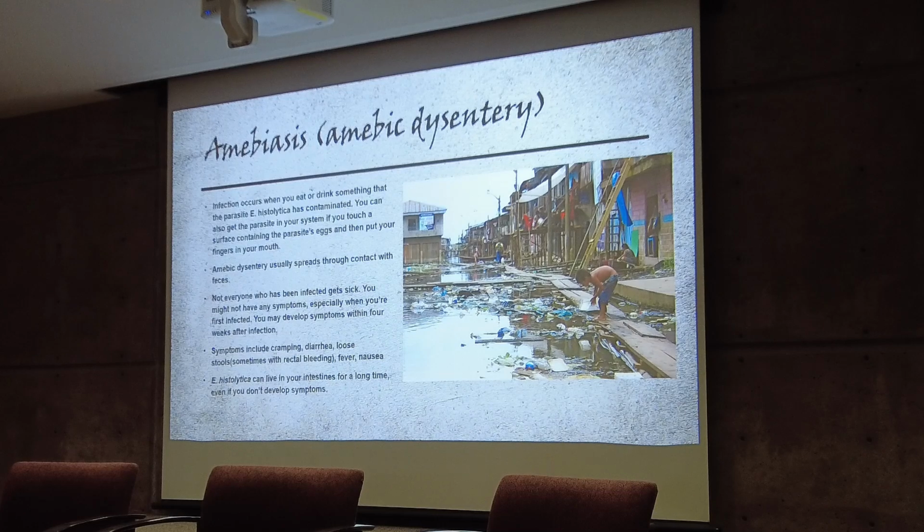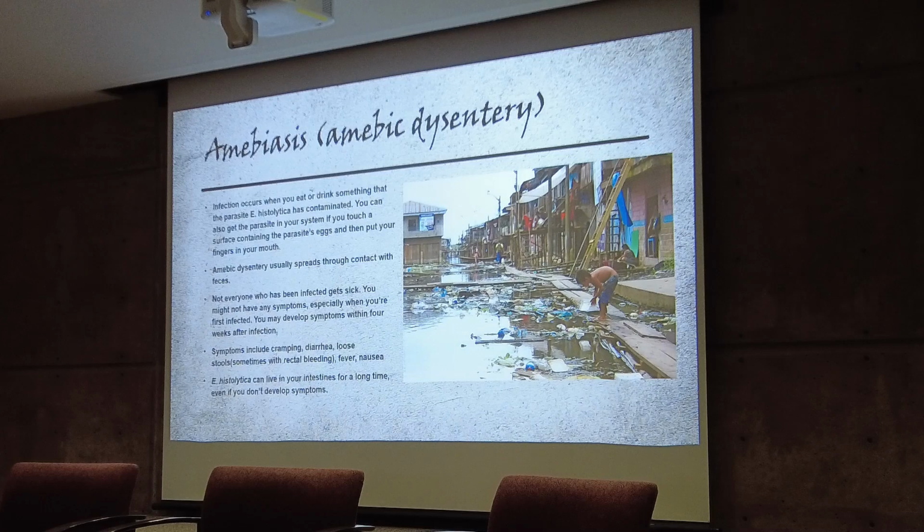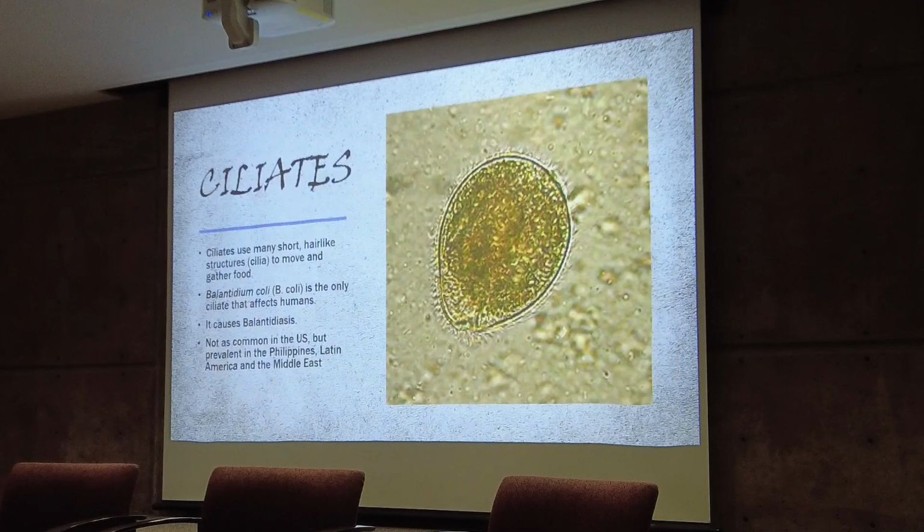Amoebic dysentery usually spreads through contact with feces, and not everyone who has been affected gets sick. You might not have any symptoms, especially when you're first infected. You may develop symptoms within 4 weeks after the infection. Symptoms include cramping, diarrhea, loose stools, sometimes with rectal bleeding, fever, and nausea. And it can live in your intestines for a long time, even if you don't develop symptoms.